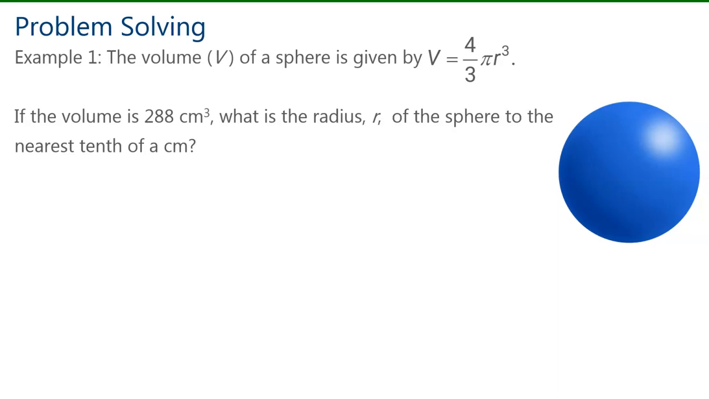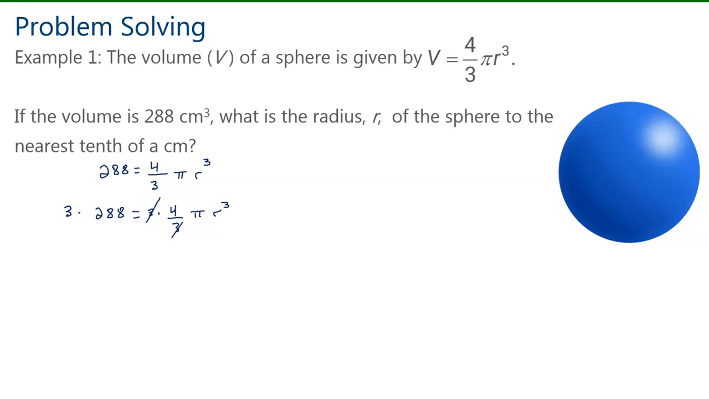a centimeter? Well, in our formula, we're going to replace the V with 288 because we're given that. So it's 288 equals 4 over 3 pi r cubed. I'm going to get rid of the 3 in the denominator on the right-hand side. I'm going to multiply both sides, so I'm going to write the statement again. 4 over 3 pi r cubed. I'm going to multiply this side by 3 and this side by 3. That is perfectly legal algebra.